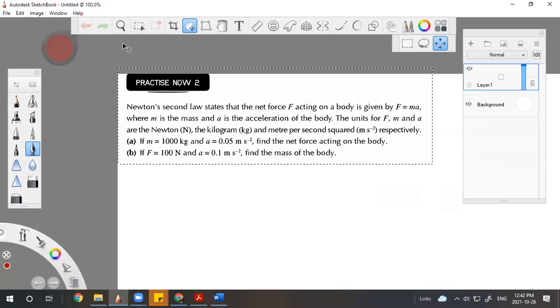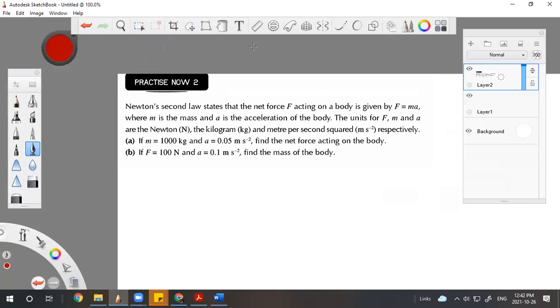Okay, Newton's second law states that the net force F acting on a body is given by F equals ma. So I think that for this kind of word problem, the best idea is to filter the important sentences from the ones that are not important. We have to understand that in order to solve the word problem. This will be the important statement: F equals m times a.